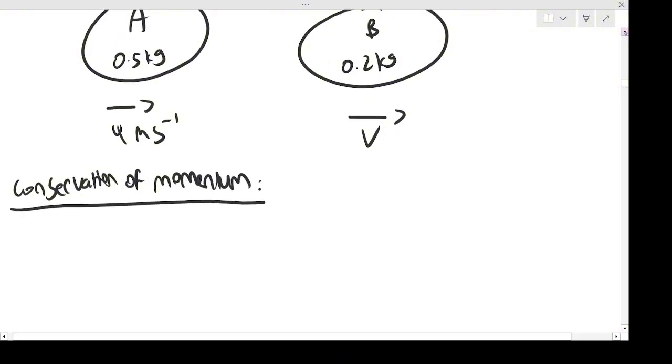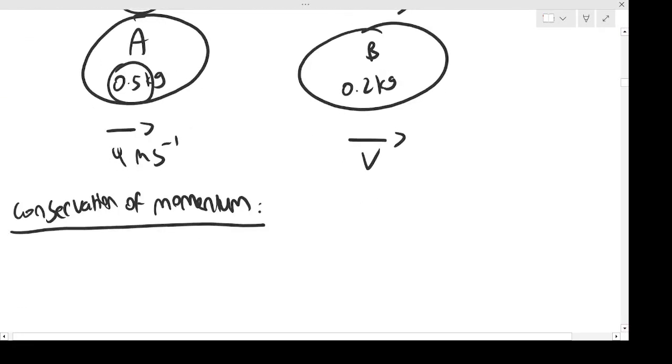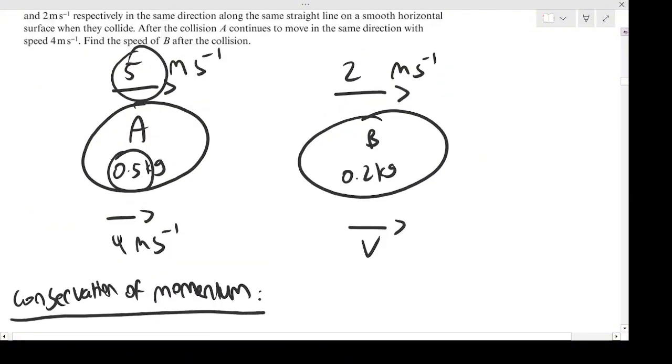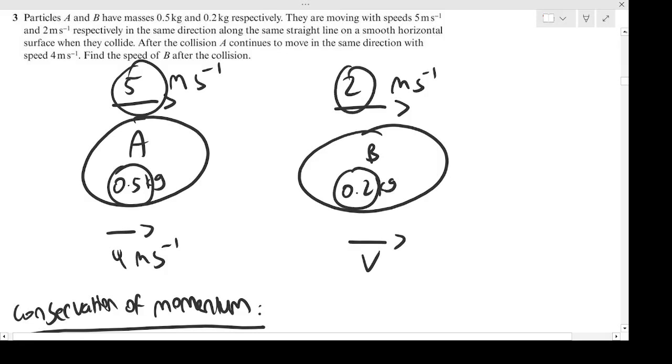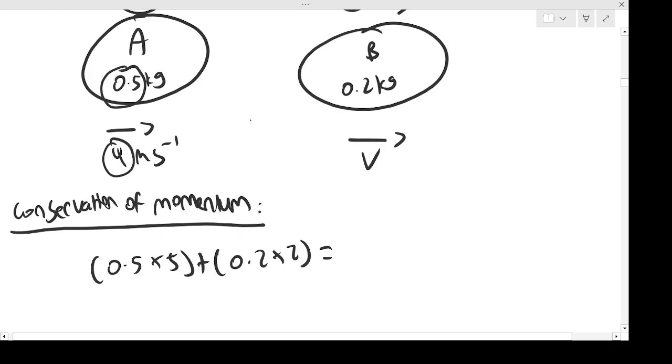So let's look at the momentums. Before, for A, the mass is 0.5 and the velocity is 5, so 0.5 times 5. Then for B, the mass is 0.2 and the velocity is 2, so it's 0.2 times 2. That's going to equal the momentums afterwards. Afterwards, A has mass 0.5, velocity 4, so it's 0.5 times 4. Then for B, the mass is 0.2, velocity is V, so 0.2 lots of V.